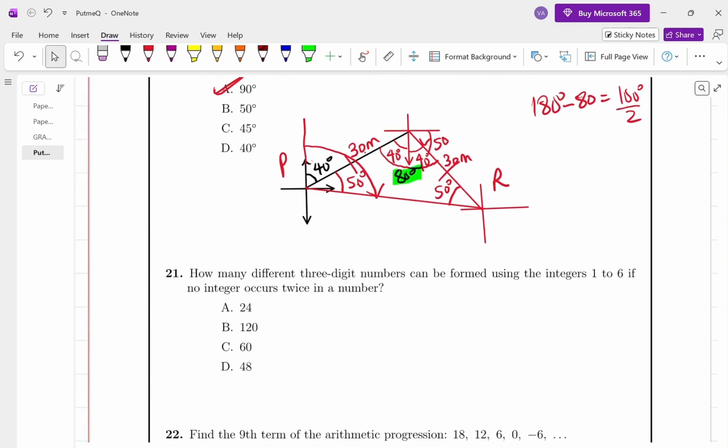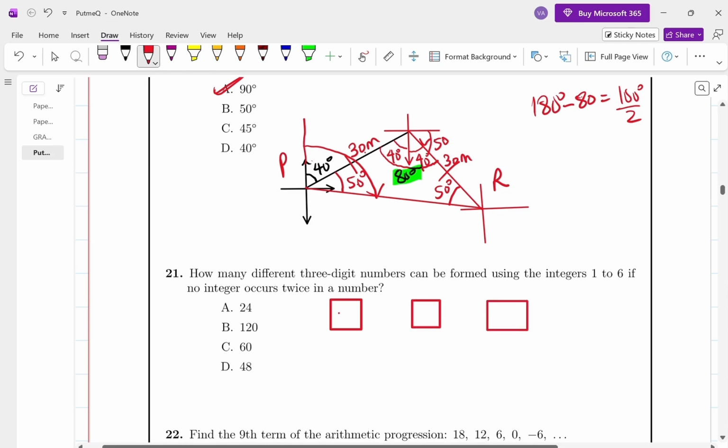How many different 3-digit numbers can be formed using the integers 1 to 6 if no integer occurs twice in a number? Okay, so first we need 3 digits. So let me make a box for that. Now the first box can be filled with 6 different numbers. The second digit is going to be filled with just 5, because we cannot repeat any number. So if we've put a number here, we can't repeat it here.